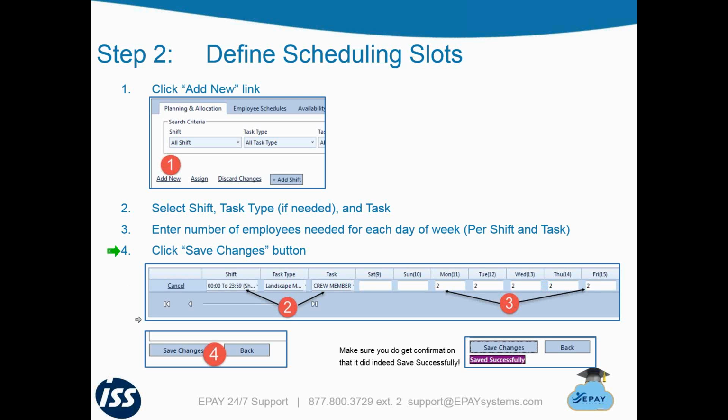Then lastly, we're going to go ahead and click Save Changes, because Save Changes obviously will save our work. If we do not save our work at this step, as you see down here at the bottom right-hand side, and we don't get the little confirmation that says saved successfully, we're going to have to go back and redo everything we just did. So never leave the screen without clicking Save Changes and seeing that little message that says saved successfully.